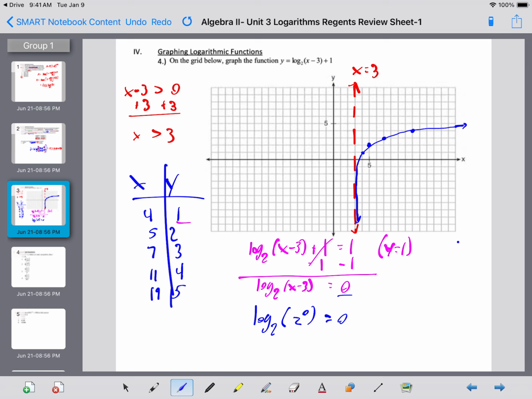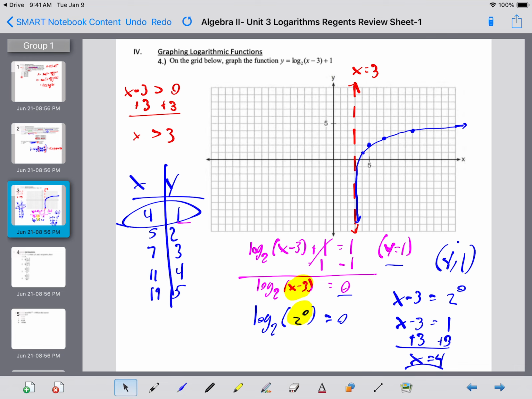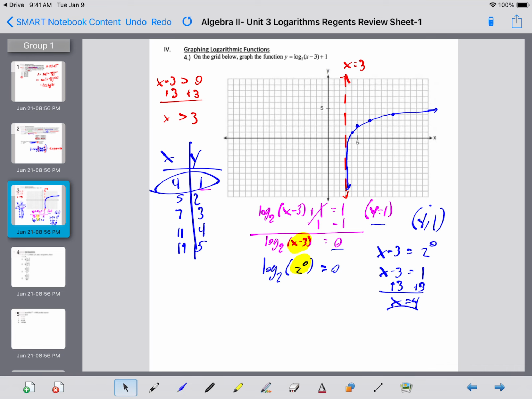So what we essentially just said is this has to equal 2 to the 0. So x minus 3 equals 2 to the 0. 2 to the 0 is the same as saying 1, right? Anything to the 0th power is 1. Add 3 to both sides. x equals 4. So you have an x, you have a y, that's a point. (4, 1). Look at that, we found 1 point. A lot of work to find 1 point, so I recommend using your calculator.